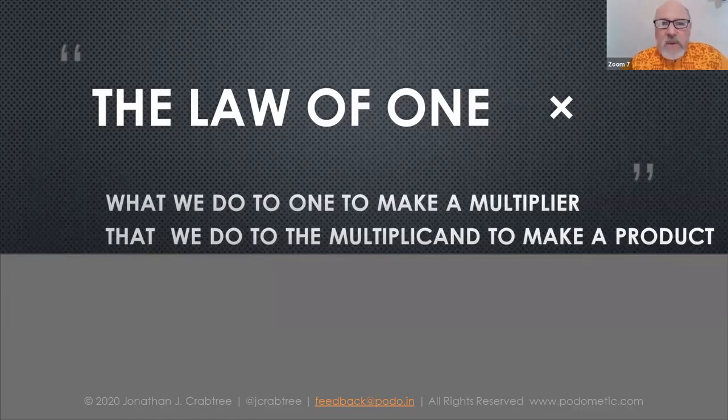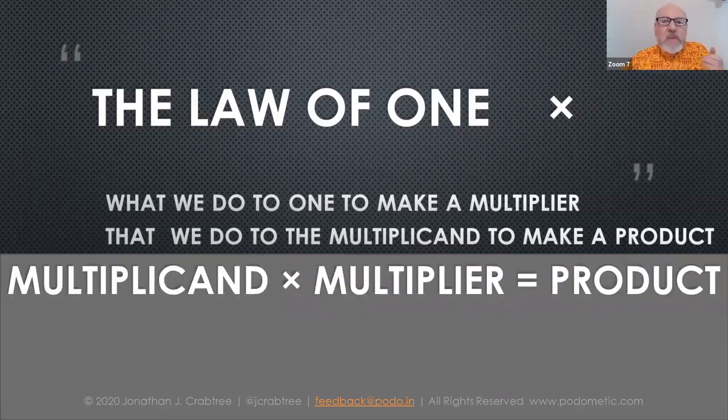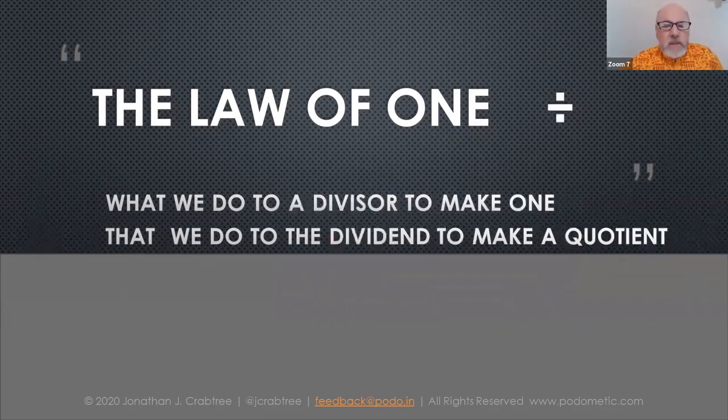The Greeks never had 0 and 1 as numbers, so their foundations never developed with the critically important 0 and 1 in the definitions of their algorithms. Absolutely crazy. So the law of 1 for multiplication is what we do to 1 to make a multiplier. That's what we do to the multiplicand to make a product. So it's multiplicand multiplied by multiplier equals product. And then the law of 1 for division is what we do to a divisor to make 1. That's what we do to the dividend to make a quotient.